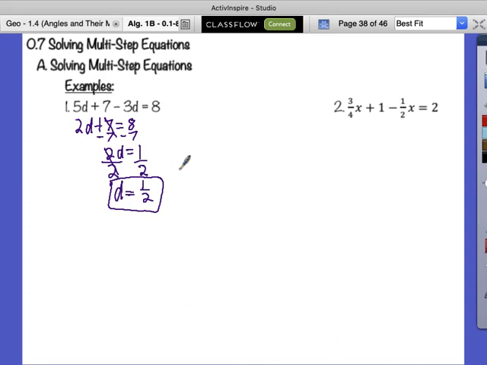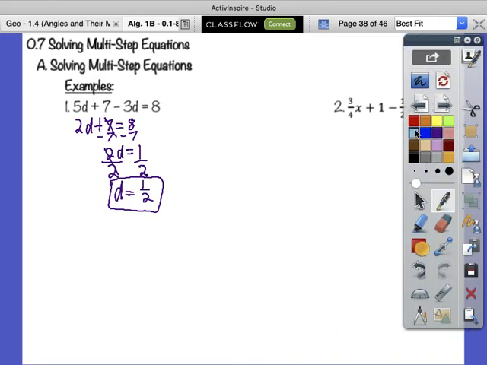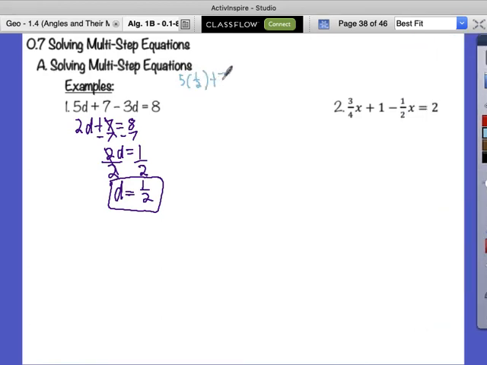Okay. And we can go back and check our work. So I did 5 times d, 5 times 1/2, plus 7 minus 3 times 1/2 equals 8. Perfect. Make sure that's what it is. So we do 5 times 1/2, or 5 over 1, would be 5 over 2, plus 7 minus 3 over 1, so it's minus 3 over 2, equals 8.